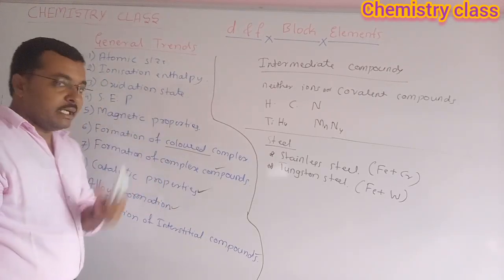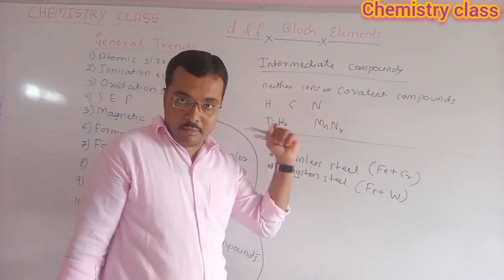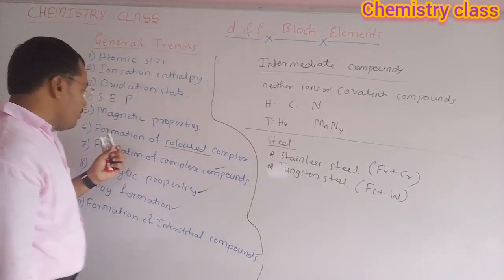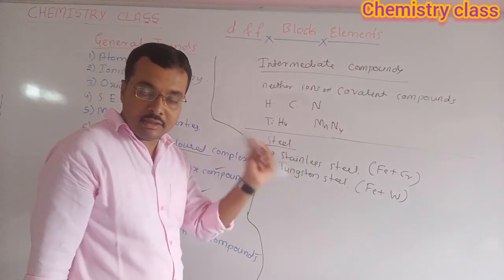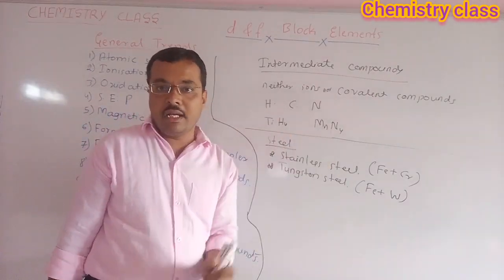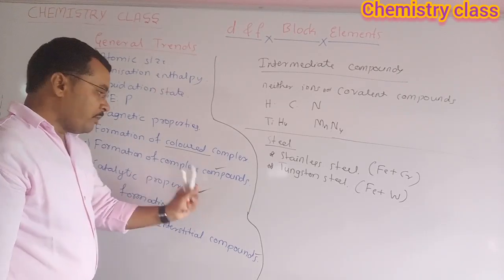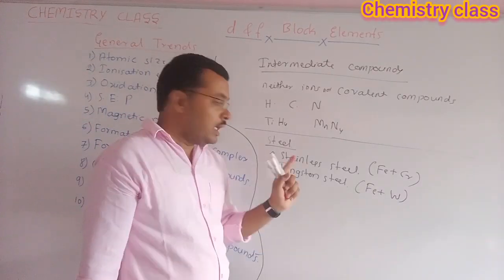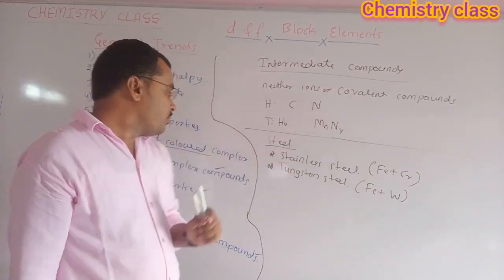Next one is the magnetic property. We have calculated the magnetic property for some example elements. Another one is the formation of colored complexes. This is due to the presence of unpaired electrons and the availability of vacant d orbitals in the outermost shell. Next, formation of complex compounds. This is also for the same reason: availability of vacant d orbitals in the outermost shell, and the presence of unpaired electrons in the outermost shell.